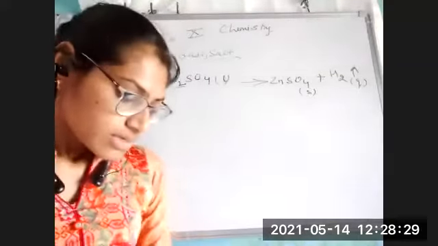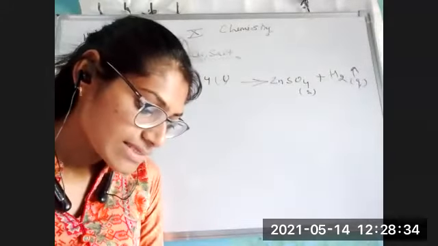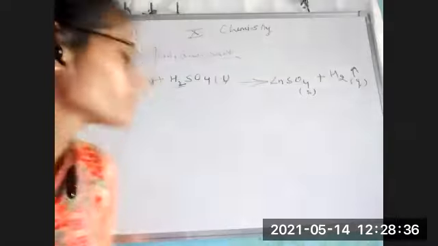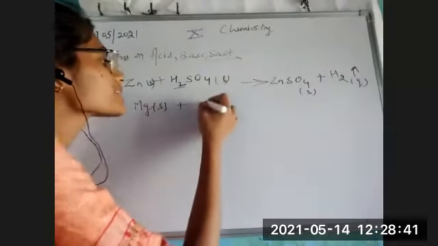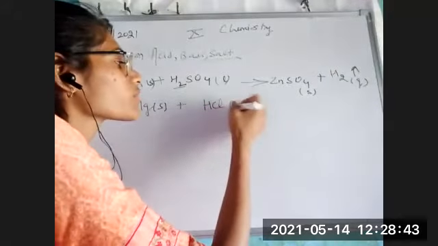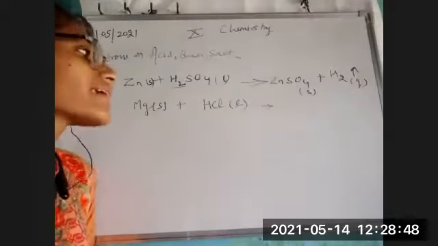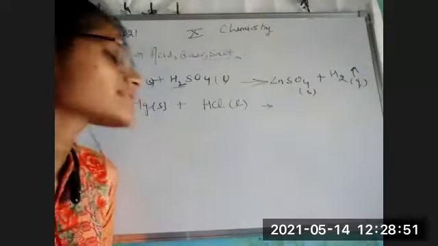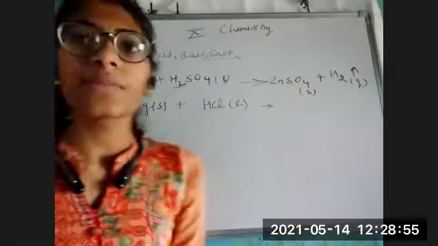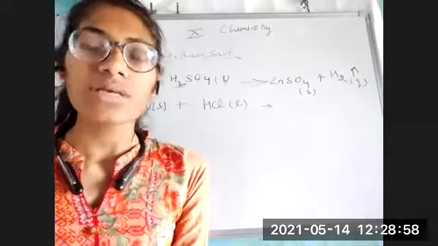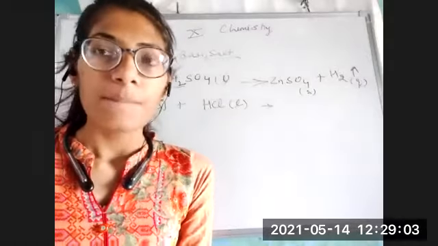Okay, so now let's move to the second question. Dilute hydrochloric acid is reacting with magnesium ribbon. That means magnesium is given and it's reacting with dilute hydrochloric acid. This is the very same question that we have studied. The only difference is the acid in the previous equation was sulfuric acid and the acid in this equation is HCl. Both are acids.